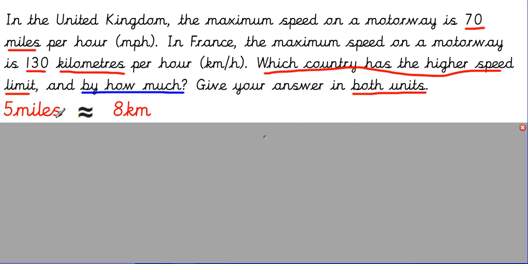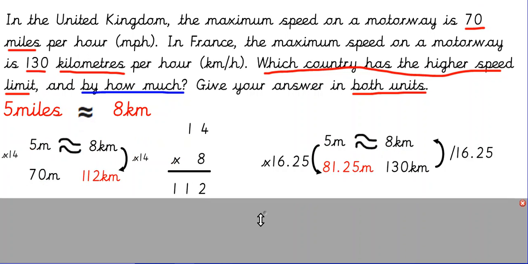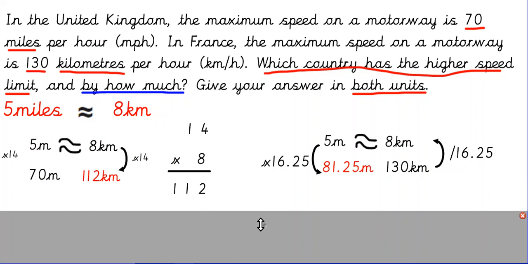So remember, 5 miles are approximately 8 kilometres. So what we're going to do here then is first of all, we're going to change 70 miles per hour to kilometres per hour. So what do I do to 5 to get 70? I multiply by 14. So I'm going to multiply 8 by 14, which is 112 kilometres. Okay? So now I know that our speed limit is 112 kilometres per hour and France's speed limit is 130 kilometres per hour. So I can answer my first question now.